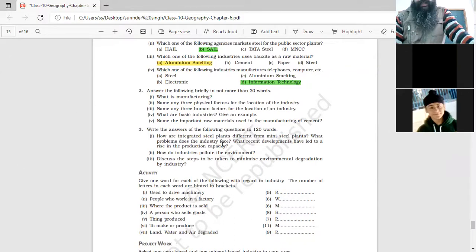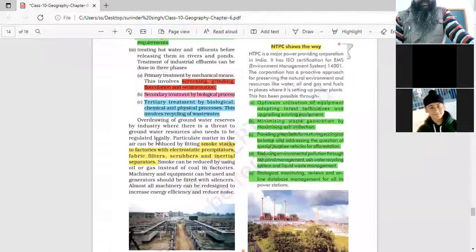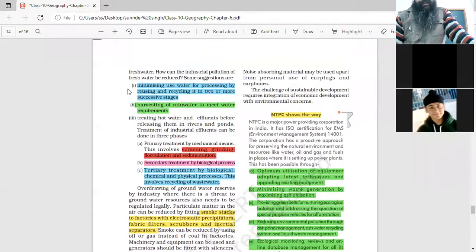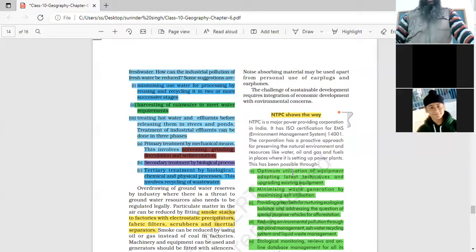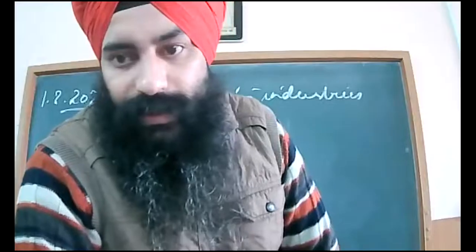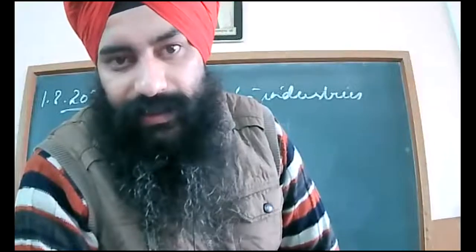And last question, discuss the steps to be taken to minimize the environmental degradation, which is marked at the last page of the chapter. Last page of the chapter, these points. Those 6-7 points which we discussed in class. Clear? This was your chapter, Manufacturing Industries. Any questions?